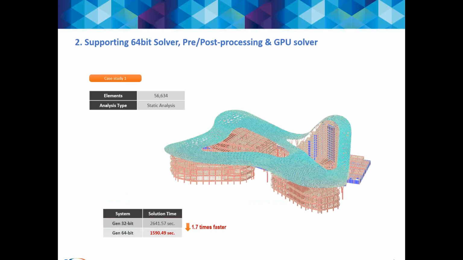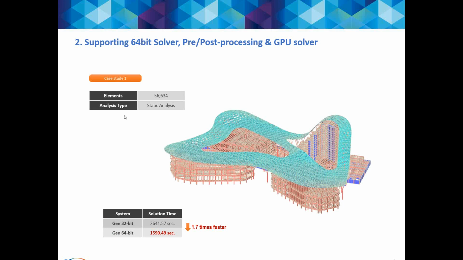And in this new version, there is another very big change. We can now support 64-bit solver and pre-post processing. The 64-bit solver is capable of accessing memory above 4 GB, which was the limitation in the 32-bit operating system. So huge models can be analyzed, and the solution time will be incredibly faster than the previous version.